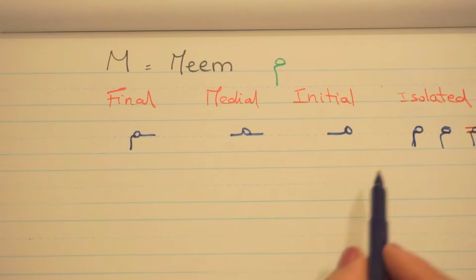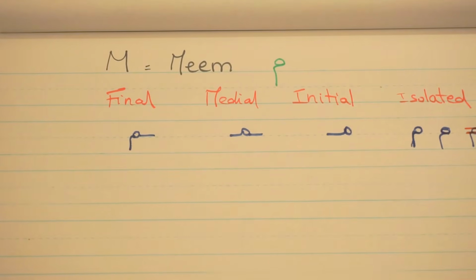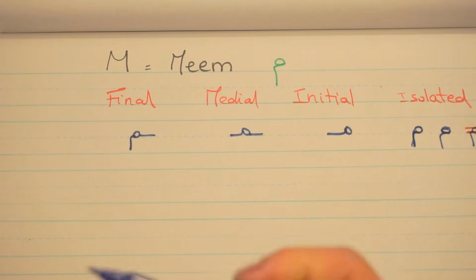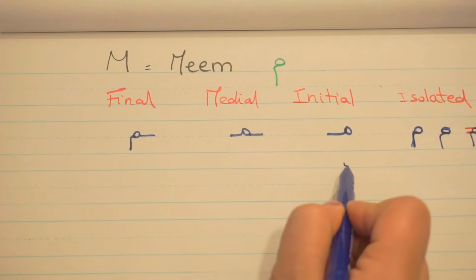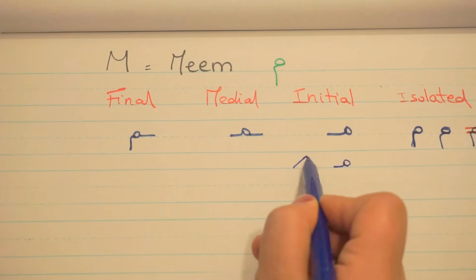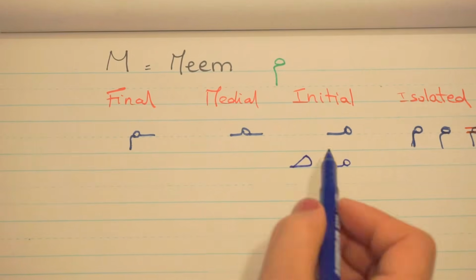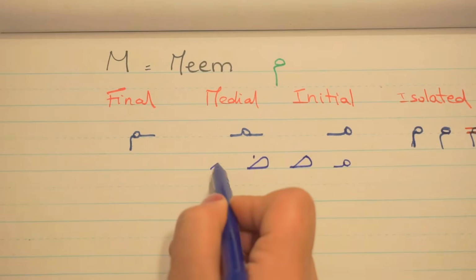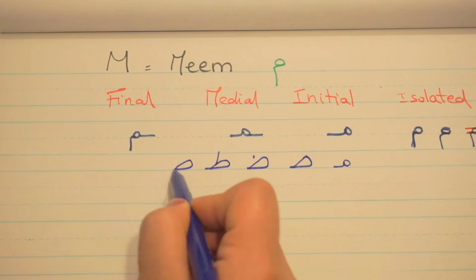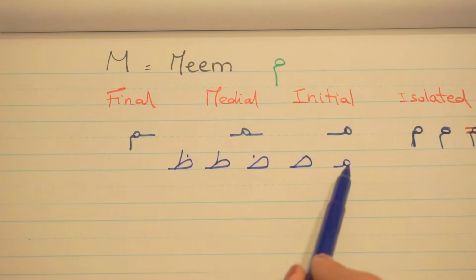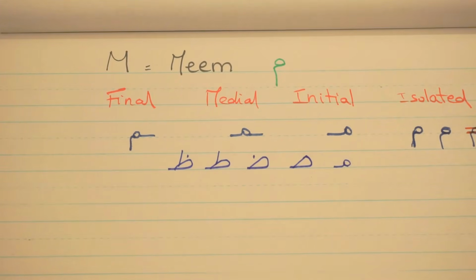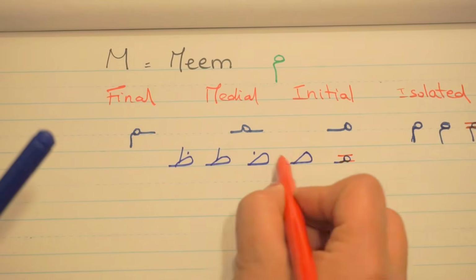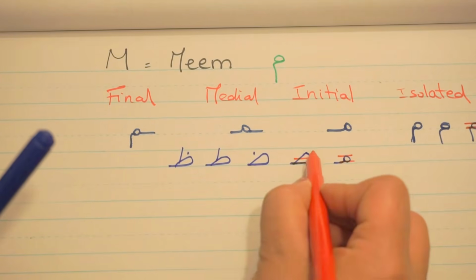Meem. Many people confuse meem with sad. Let me do that with a different color. Meem and sad. Meem. And then we have sad. The sad is similar to dad, and then ta and tha. Look where meem stands. It is smaller. Basically the sad and the dad are double the size of meem.